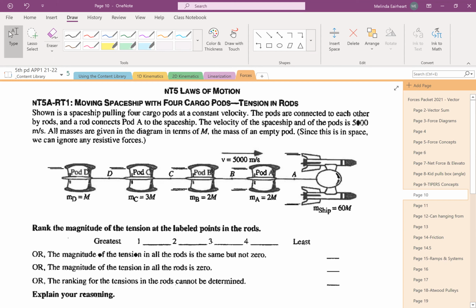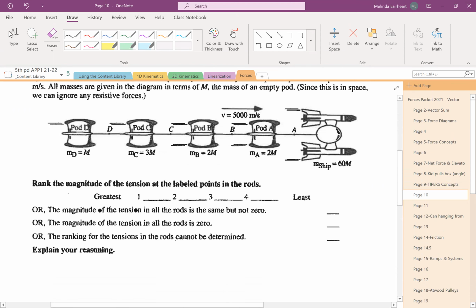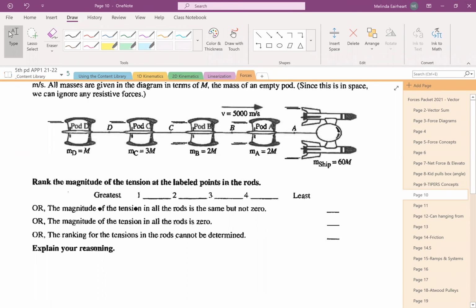The velocity of the spaceship and of the pods is 5,000 meters per second. All masses are given in the diagram in terms of m. The mass of an empty pod, and you can see in the picture, pod D on the left is just m. And we're in space, so you can ignore any kind of air resistance, right? Question, rank the magnitude of the tensions at the labeled points in the rods. And so we got 4 points, A, B, C, D. Who has the greater tension? And so actually, we should start with what? What's a good place to start if it's a force problem?